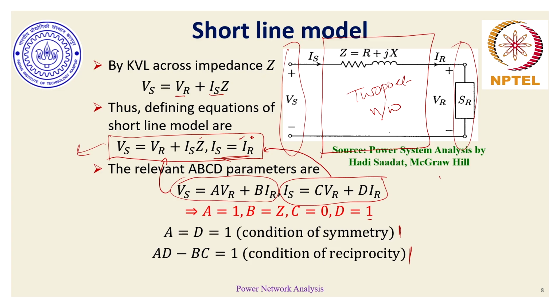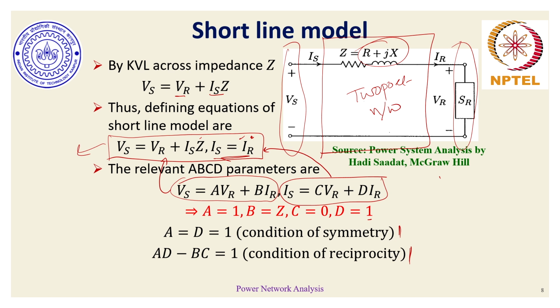So the short line model has conditions of symmetricity and reciprocity. It is linear, has lumped representation, and its performance is going to be time invariant because the network properties are all passive elements, so they're not going to change if the inputs remain fixed.